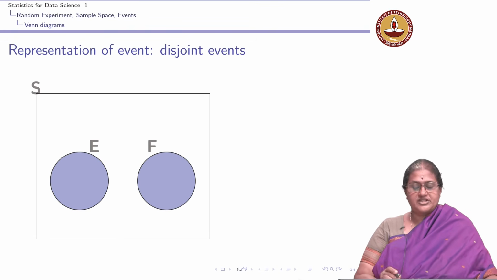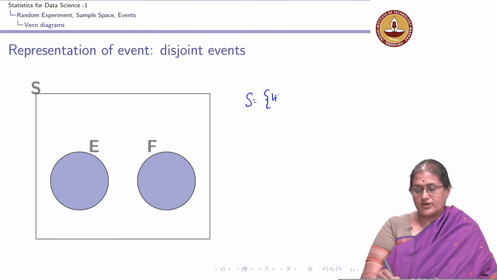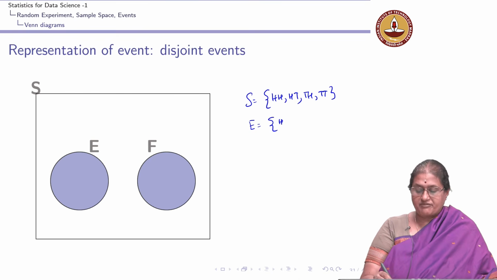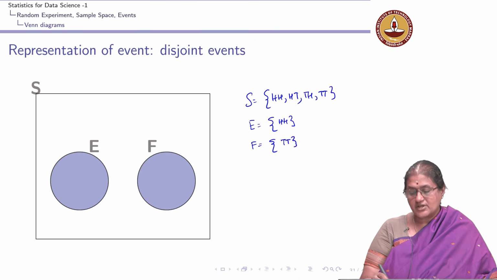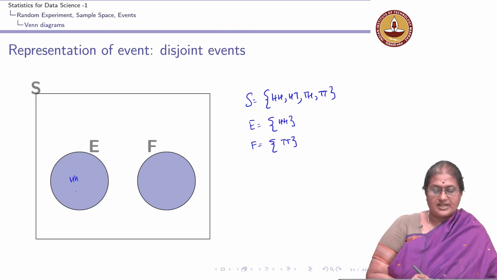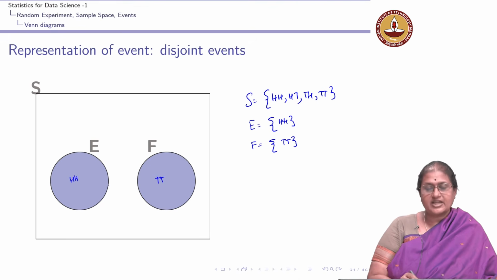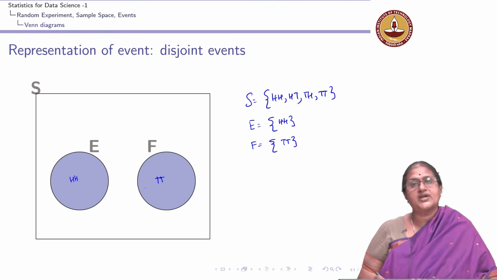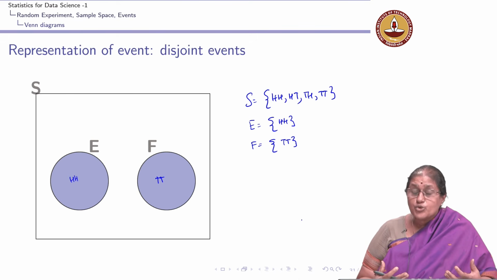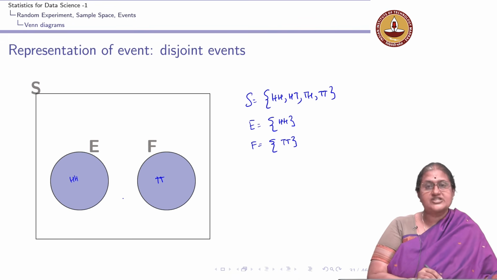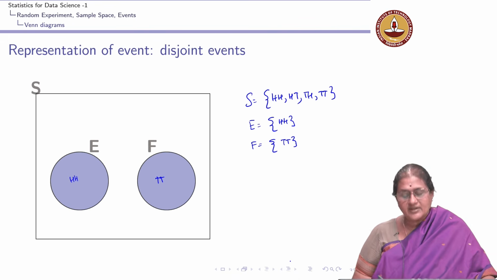Now, if two events are disjoint, for example, again go back to tossing a coin twice, I have HH, HT, TH and TT. I define an event E which is head in both the tosses together, it is HH. F is an event where I define tail in both the tosses. You can see that there is nothing common in these two, they are mutually exclusive, that is head in both the tosses and tail in both the tosses are mutually exclusive of each other, and they are disjoint events, and I can represent that in this way.